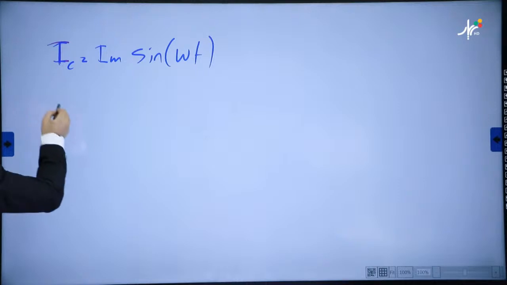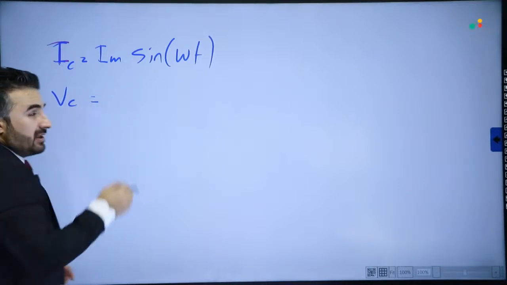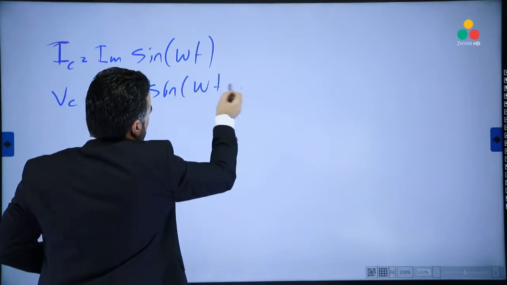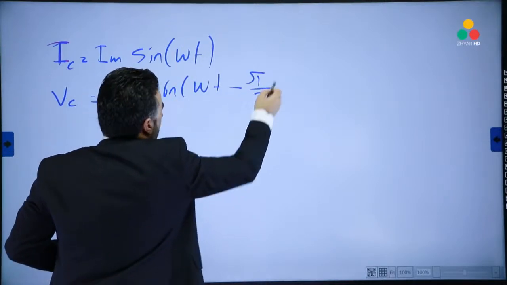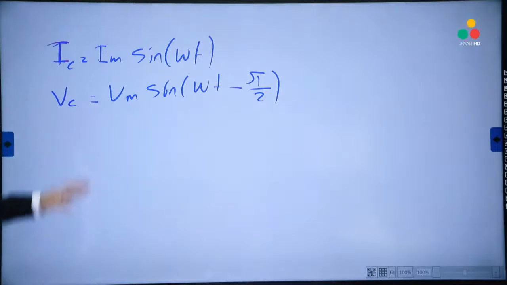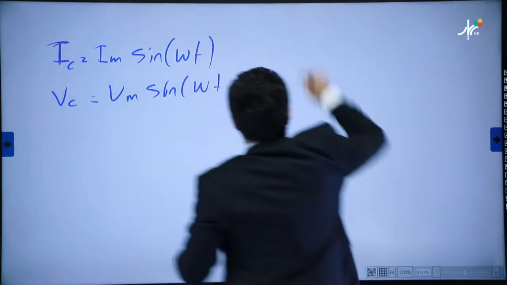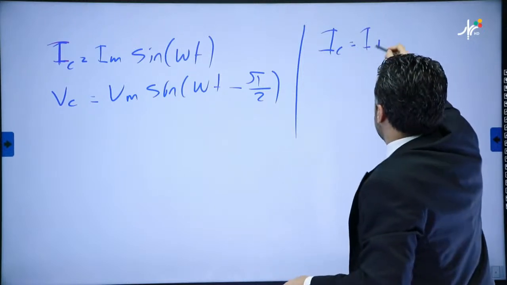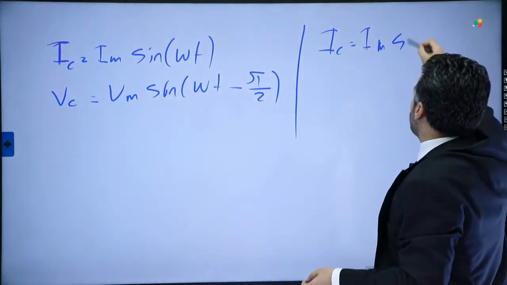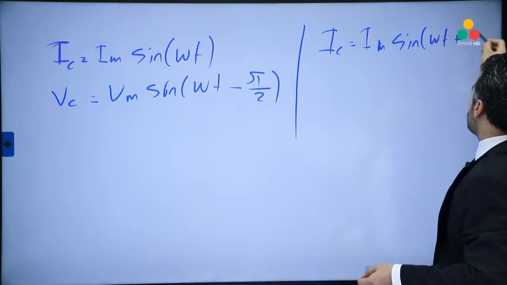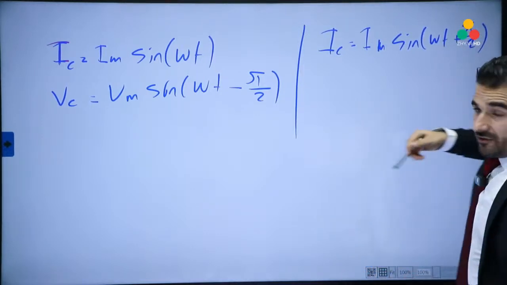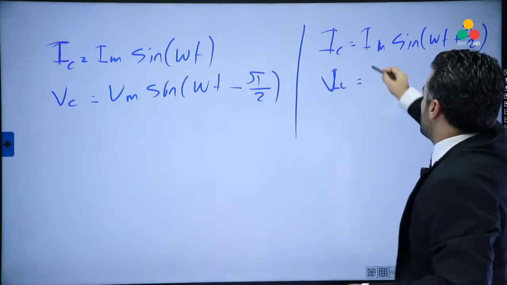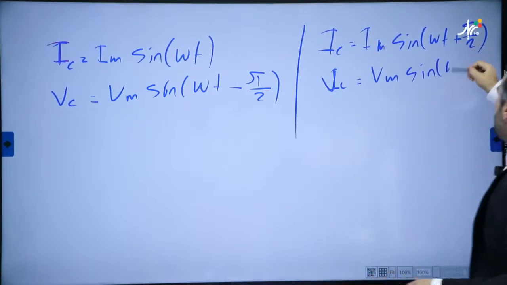Another way: what about the instantaneous voltage? We can say V maximum sine omega t minus pi over 2 radian, because we said it is lagging. That is one way. If we want to write the other way, this time we say I instantaneous equals I maximum sine omega t plus pi over 2, and then for the voltage, V instantaneous equals V max sine omega t.